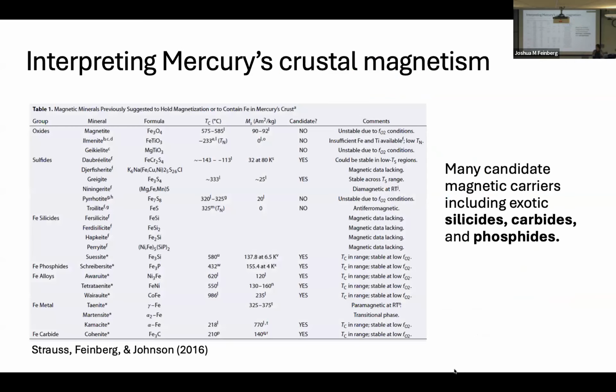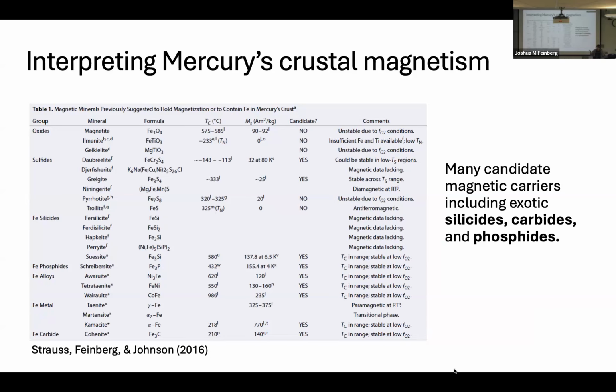And that turns out to be really hard because, you don't need to read all this, oh my God, there are a lot of magnetic minerals that have been proposed to carry magnetization of Mercury's crust. This is in part because we just don't know a ton about these very reduced materials. They're really hard to study. And for some of these, we don't even have Curie temperatures measured. So how would you even study that, right?